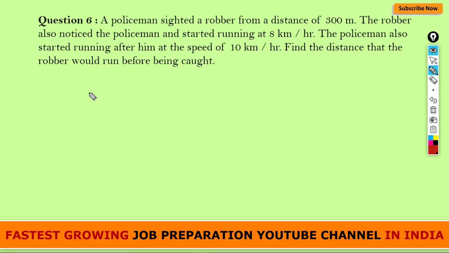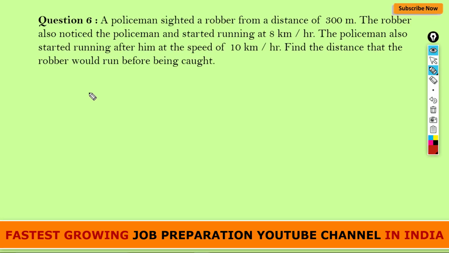The robber also noticed the policeman and started running at 8 kilometers per hour. Note here, guys, you should always be very particular about which SI unit is used. Sometimes some values are in meters and some values are in kilometers. Whenever you are doing such kind of problems, you should always convert everything to one particular SI unit. The policeman also started running after him at a speed of 10 kilometers per hour. Find the distance that the robber would run before being caught.